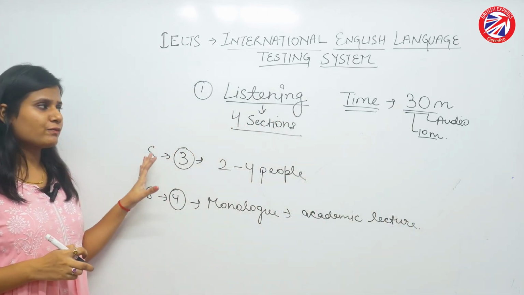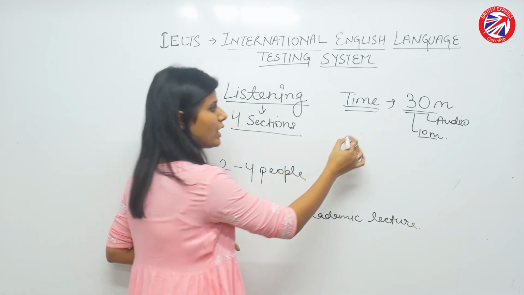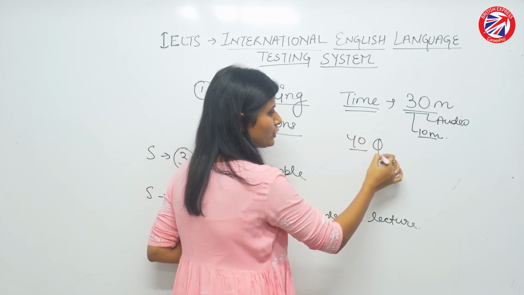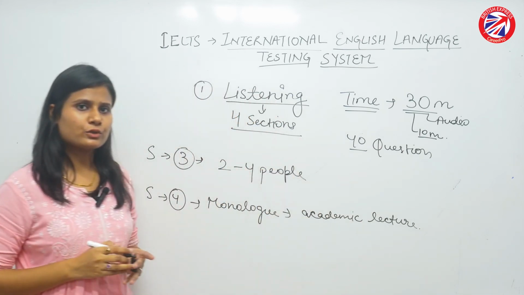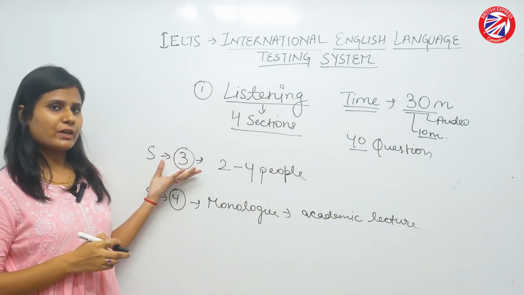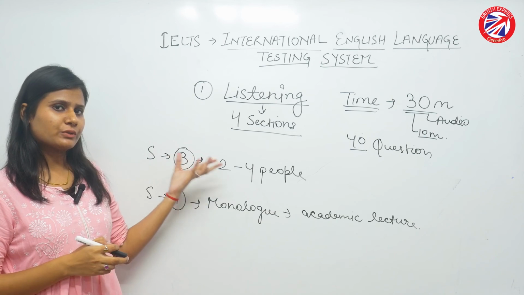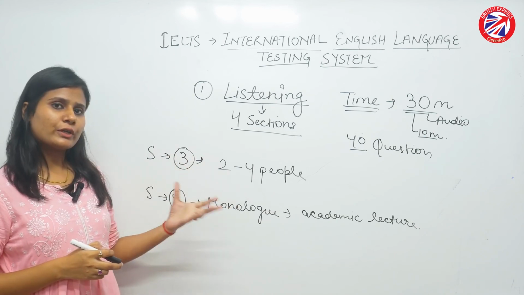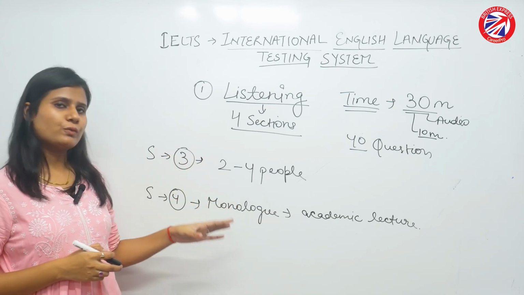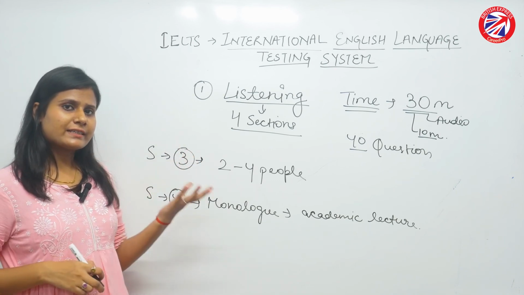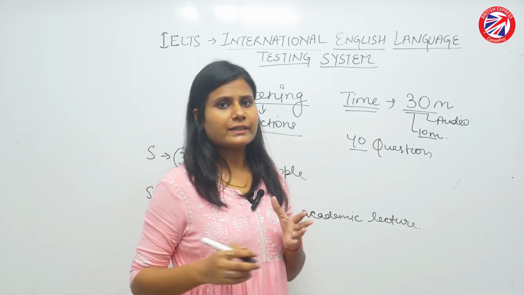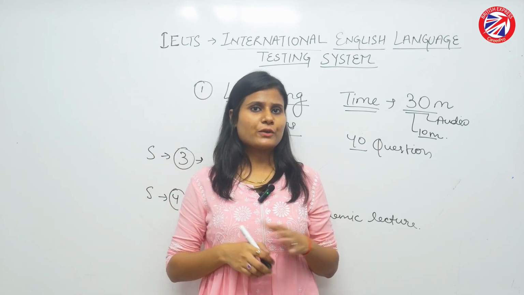These 4 sections we are having where we have to answer 40 questions, and every section contains only 10 questions. So like in this we are going to face the question number 21 to 30, and here we are going to face the question number 31 to 40. This is all about listening sections, and in our next class we are going to know about the types of the questions which we are going to face.